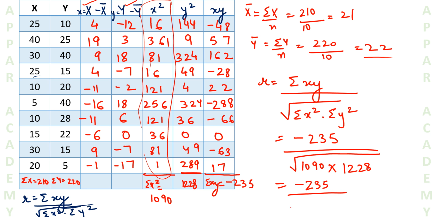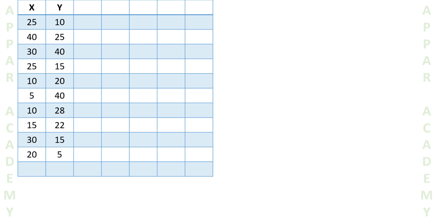Now this becomes minus 235 upon the square root of 1090, which is approximately 33, into approximately 35. So this becomes minus 0.203 approximately. So this was the first formula we used. Right, so now we'll move on to our second formula.